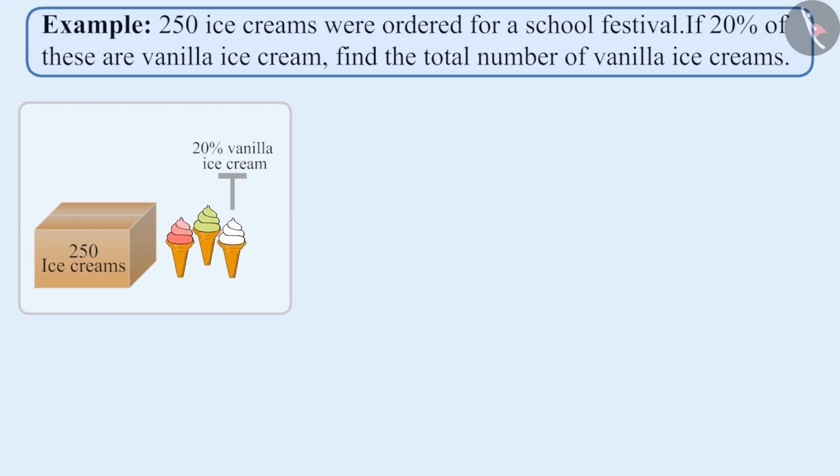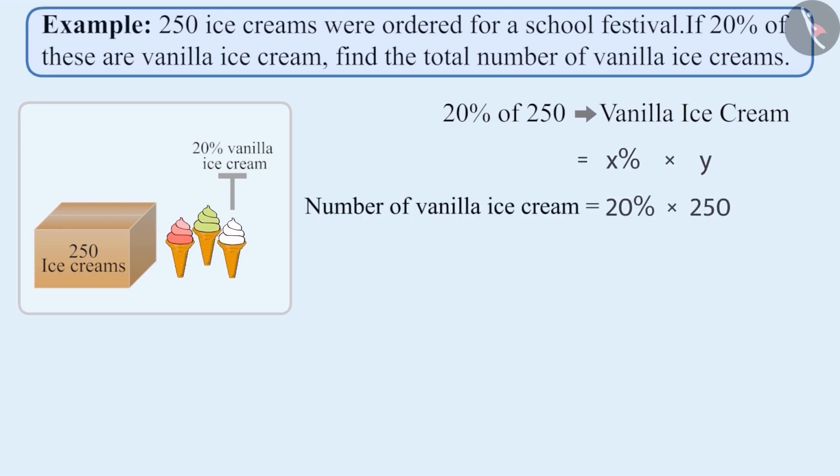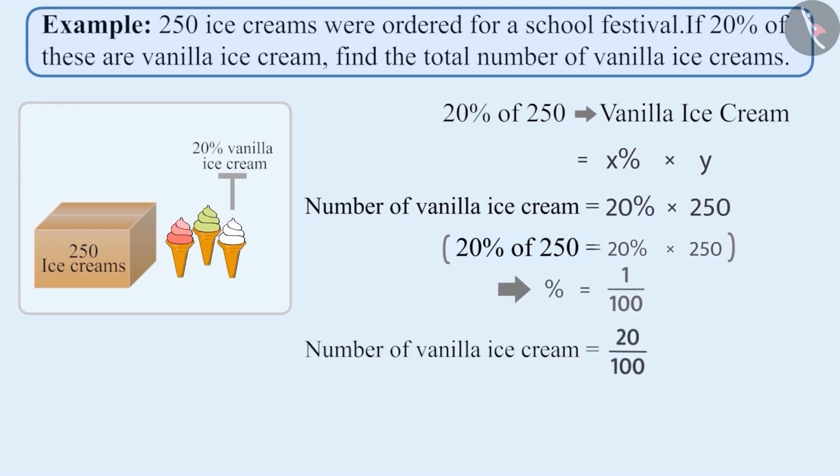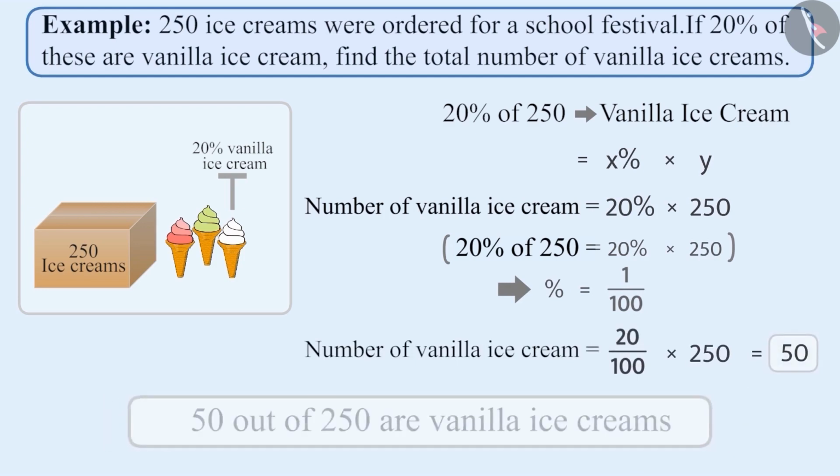Here, out of 250, 20% are vanilla ice cream, that is 20% of 250. X percentage of a number y is equal to X percentage into y. Thus, the quantity of vanilla ice cream is equal to 20% into 250. Since percentage is 1 by 100, the number of vanilla ice cream is equal to 20 by 100 into 250, which is equal to 50. That is, 50 out of the 250 are vanilla ice creams.